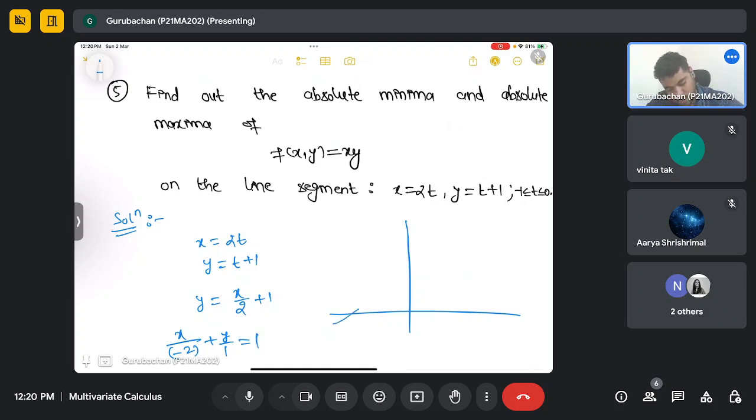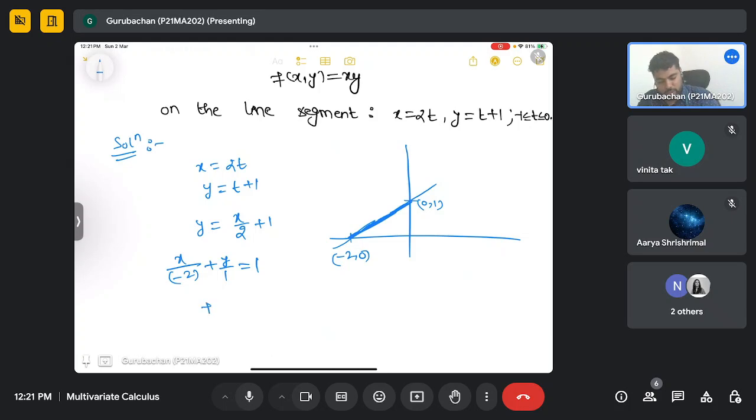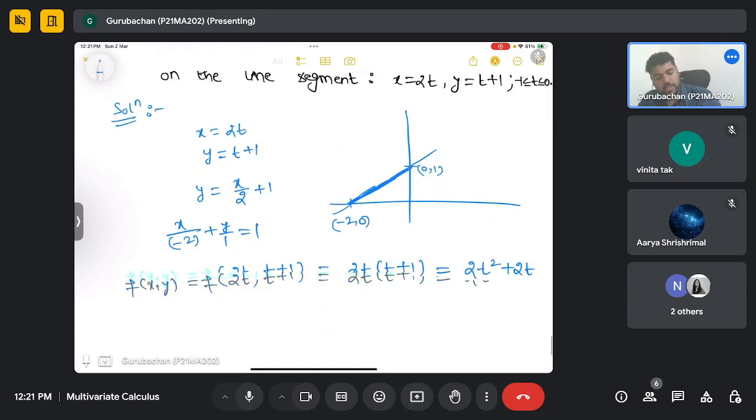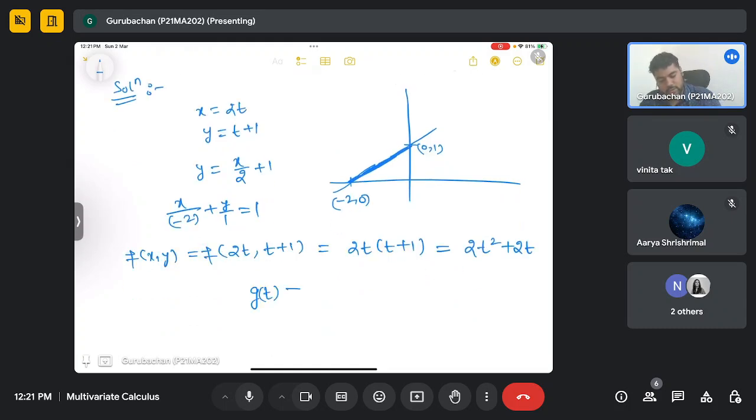So this will be 0 comma 1 and this will be minus 2 comma 0. So we need to check at this particular line segment. So to check that, we will substitute the value of this f(x, y), and this will give us 2t into t plus 1, which will be equal to 2t square plus t. And let this function, for simplicity, we are just writing with some other function, which is 2t square plus 2t.